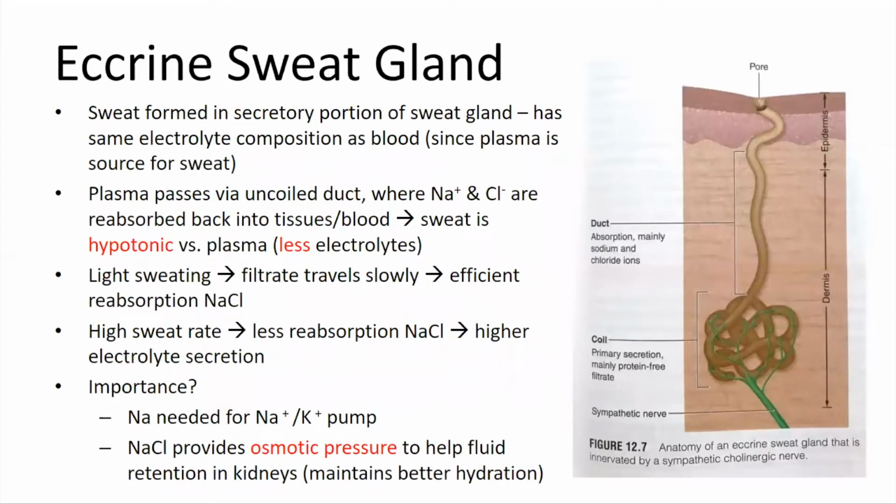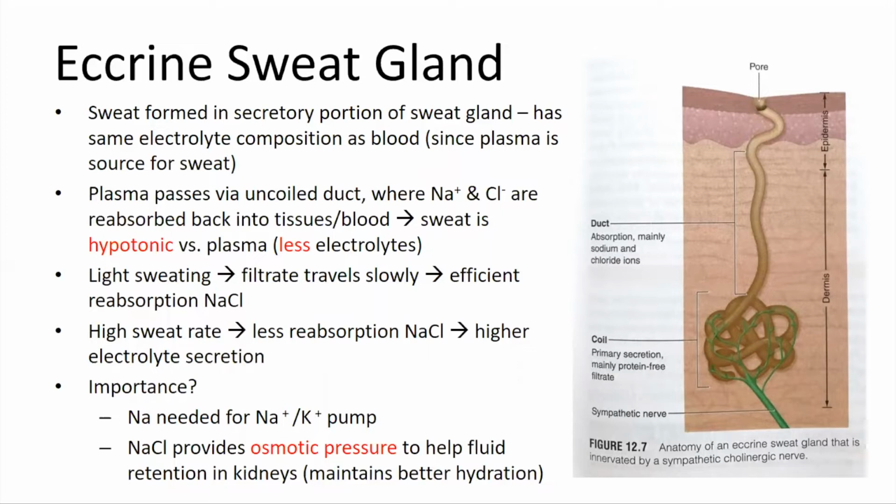So in these eccrine sweat glands, we have a coil here that you see is being stimulated or controlled by the sympathetic nervous system. And then you also see that there's a duct before the sweat reaches the surface of the skin. So the sweat formed in the secretory part of the sweat gland has the same electrolyte composition as blood. So you can imagine if we were to sweat a lot, we would be losing a lot of electrolytes in the same composition as it exists in blood.